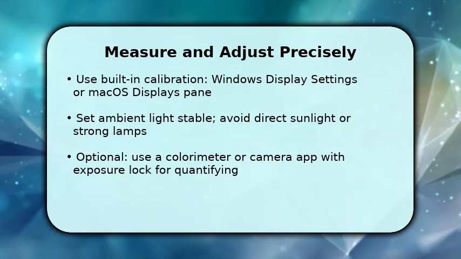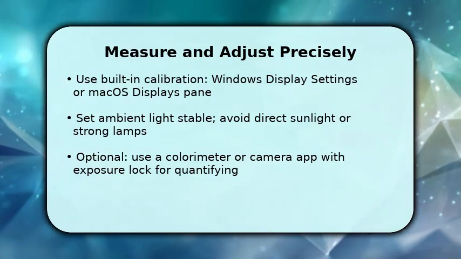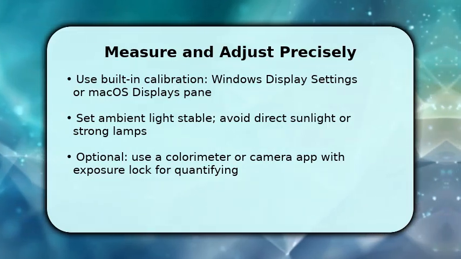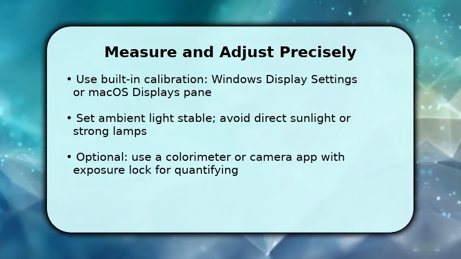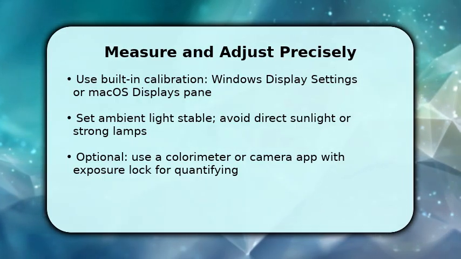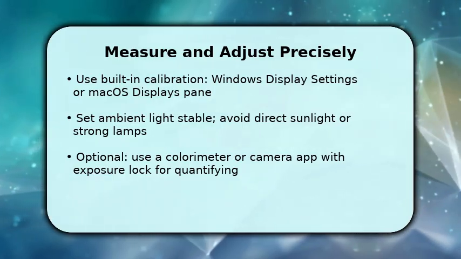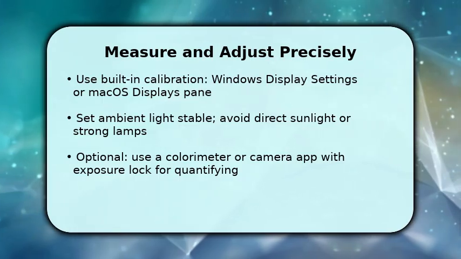Now you measure and adjust for precision because perceived brightness changes with environment. Open System Display Settings and tweak the slider while noting numeric values if available. This adjusts backlight and software gamma. Make sure ambient light remains stable, close blinds, and disable automatic brightness so readings aren't skewed.